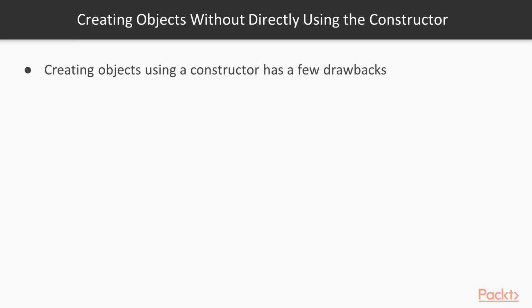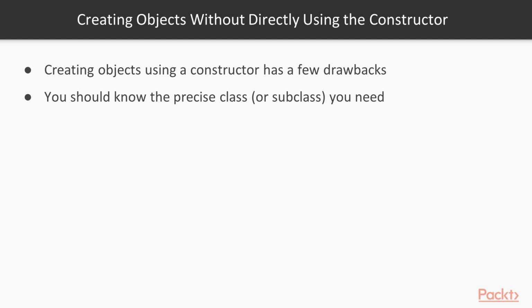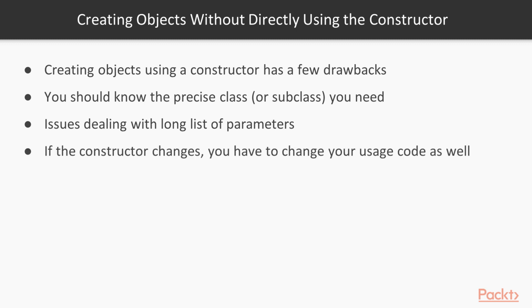Creating objects directly without using the constructor. Creating objects using a constructor has a few drawbacks. The first is that you have to know the precise class or subclass that you need. Otherwise, you might create a subclass object unintentionally using the constructor for the main class. You might deal with a long list of parameters. We've all dealt with constructors that have 15 parameters in them, and you just get lost in all the parameters. If the constructor changes, you have to change the usage code as well. If the constructor has a lot of parameters, that makes it that much worse.